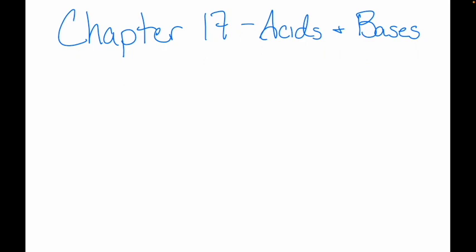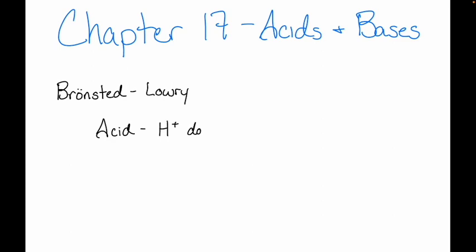So let's start with some definitions here. What is an acid? What is a base? These would be considered the Bronsted-Lowry definitions of an acid and base, named after these two researchers. And this is the definition that I find most useful. An acid is defined as a hydrogen ion donor, something that loses a hydrogen ion in a reaction.